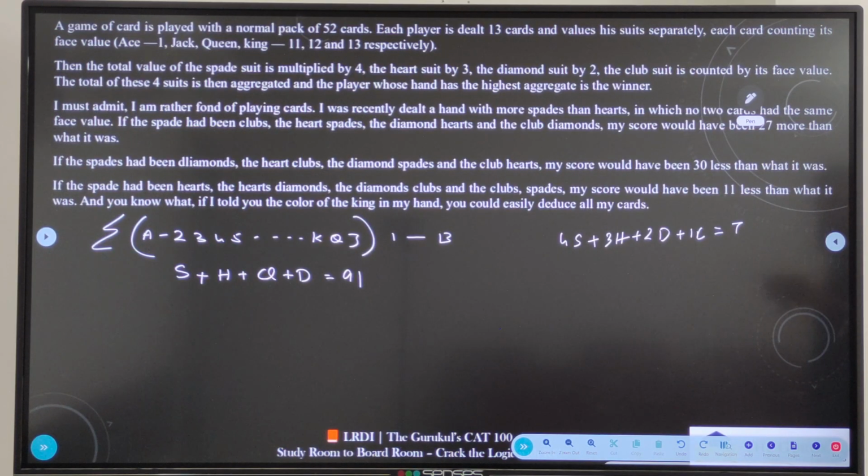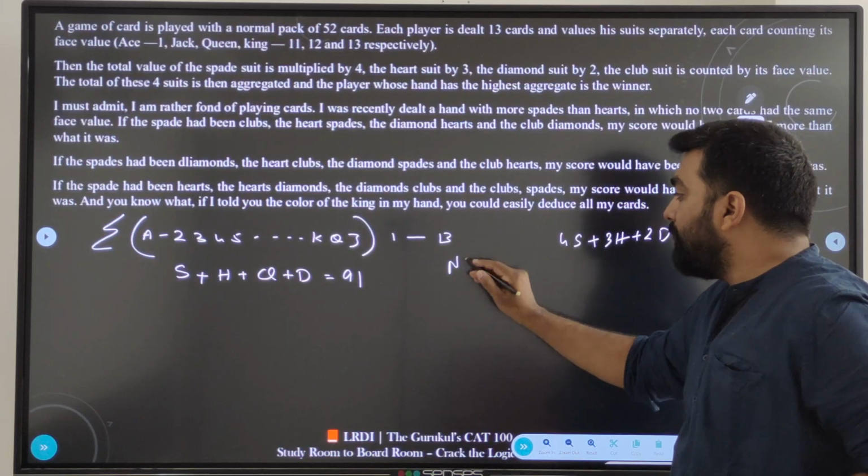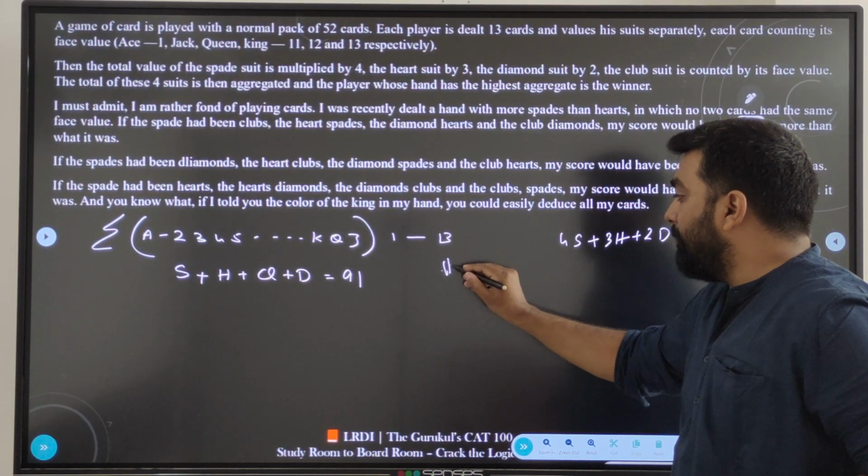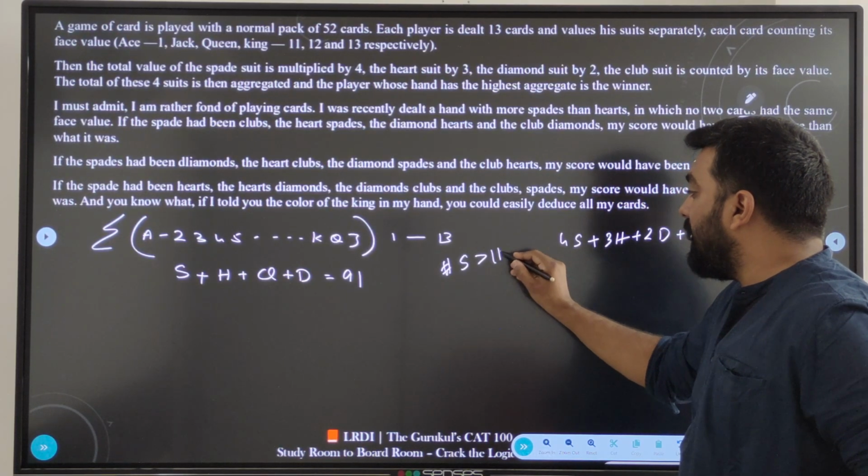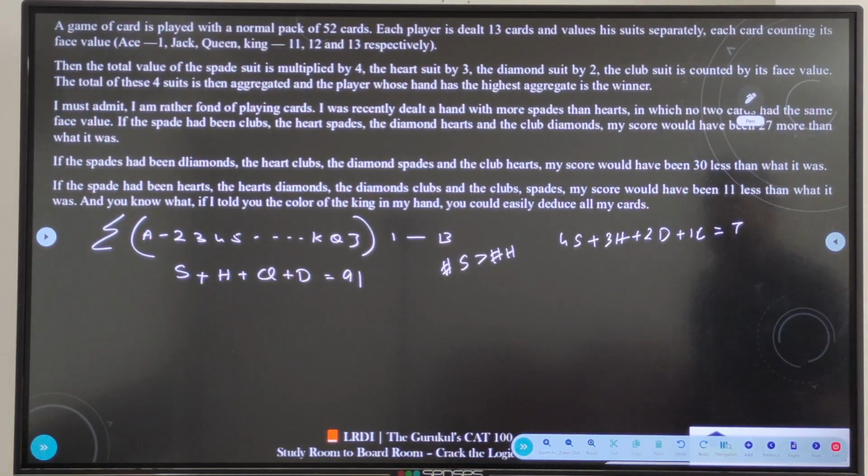Okay. Next, what is given? I must admit I am rather fond of playing cards. I was recently dealt a hand with more spades than the hearts. So the number of spades cards are more than number of hearts cards, in which no two cards had the same face value, that we already assumed.